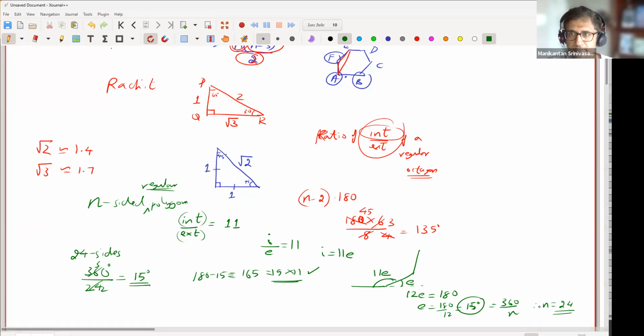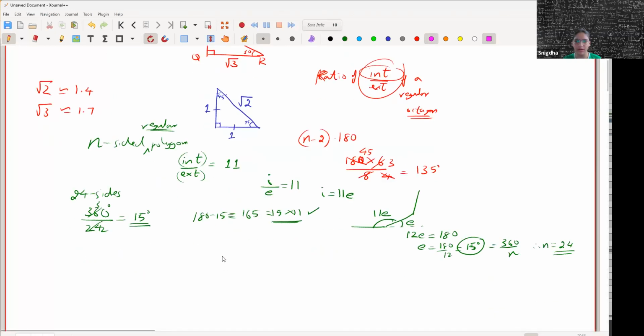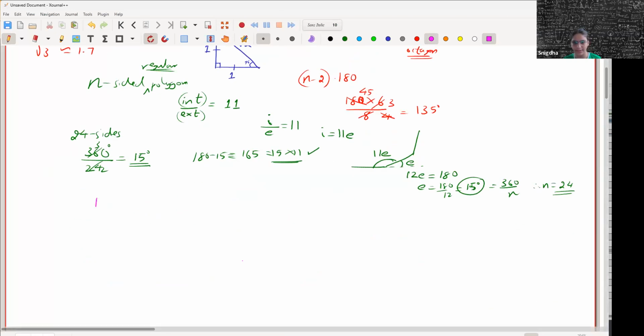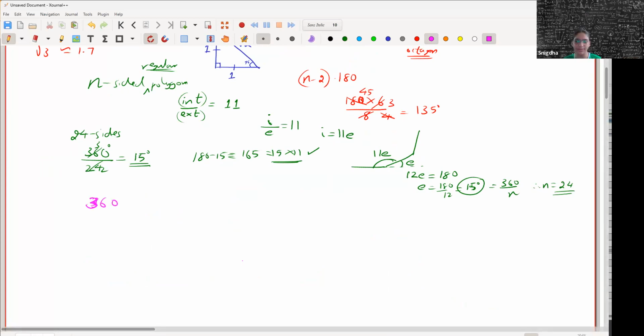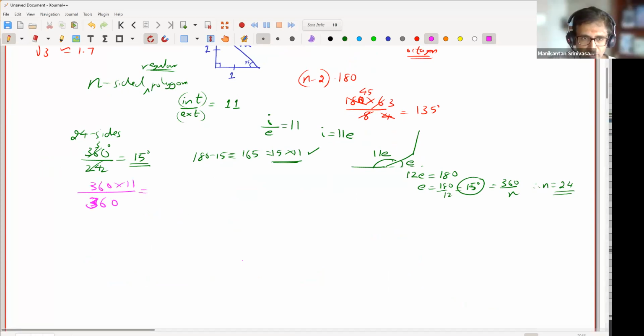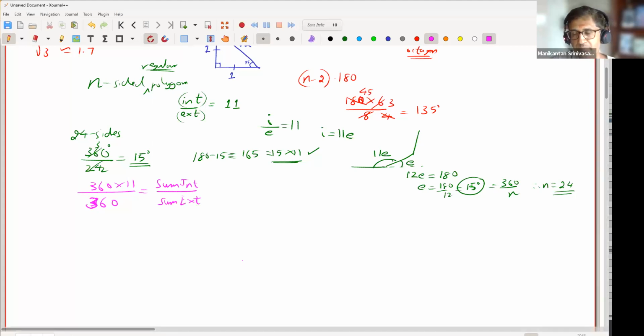Okay, go ahead, please. So I thought that the total value of exterior angle will be 360 degrees. So the total value of interior angle will be 360 into 11. So this is the sum of interior. So she basically said the sum of interior and sum of exterior should also have the same ratio of 11:1. After that, I got the number 3960 as a sum of interior angles.